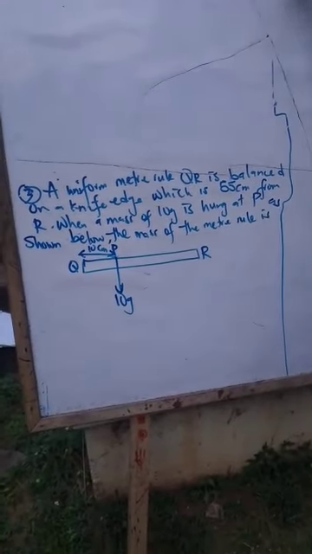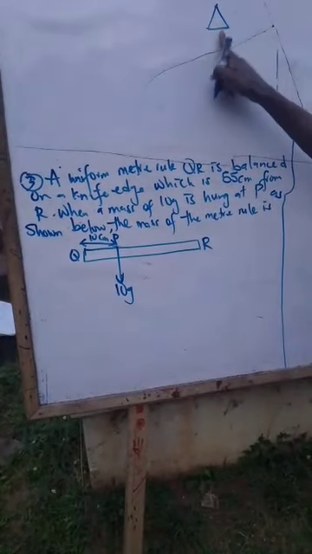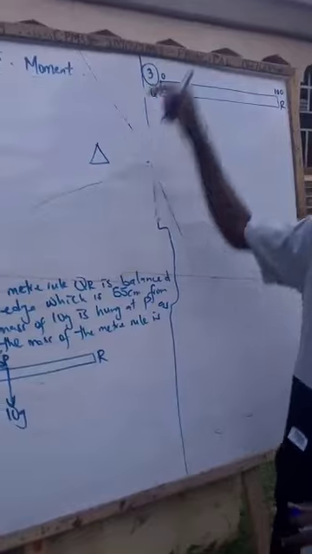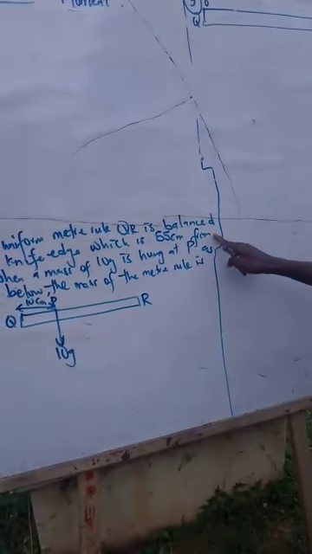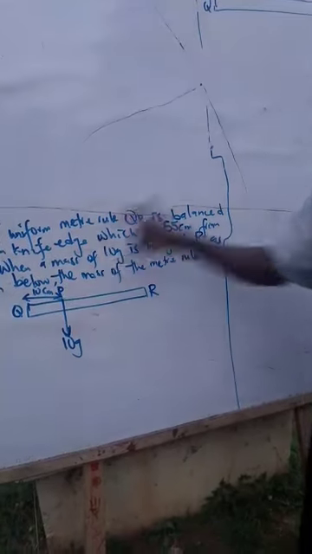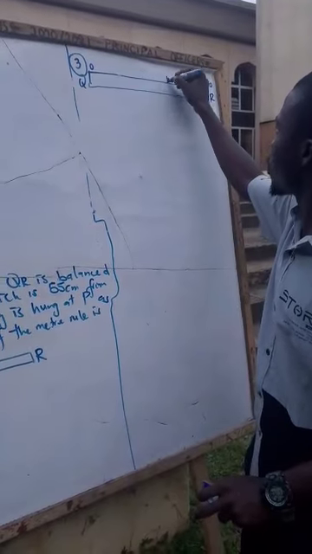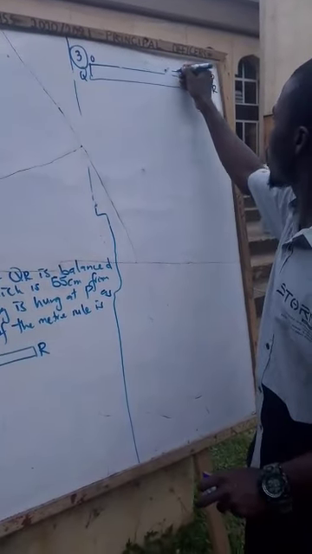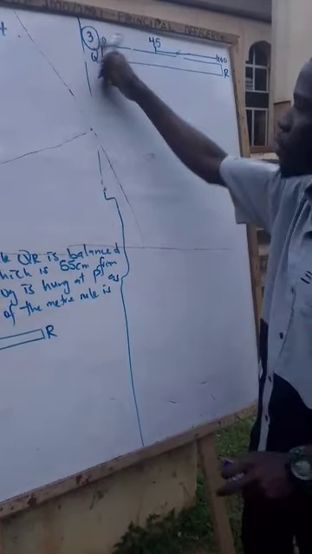So now it is balanced. The uniform meter rule is QR. It is balanced on a knife edge. I told you this thing is called knife edge, pivot, or fulcrum. Go and check my first video. So we look at this. This is the knife edge, which is at the 55 centimeter mark from R. So from here to here, it must be 55 centimeter.